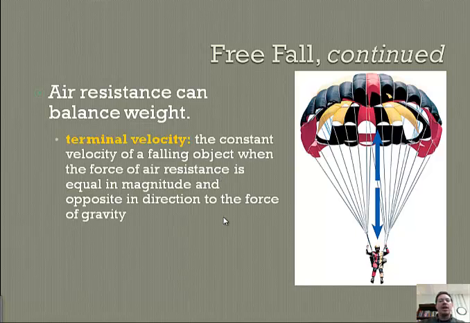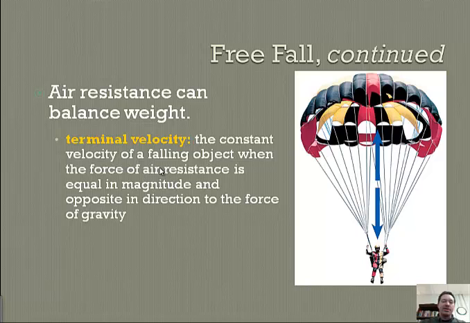Terminal velocity is the constant velocity of a falling object when the force of air resistance is equal in magnitude and opposite in direction to the force of gravity. So if we are in free fall without a parachute and we're falling towards the Earth, at a certain point we're going to reach this terminal velocity where we're not going to accelerate towards the Earth any longer, and air resistance is going to balance it out. So we're actually not accelerating any longer, and our velocity stays the same.